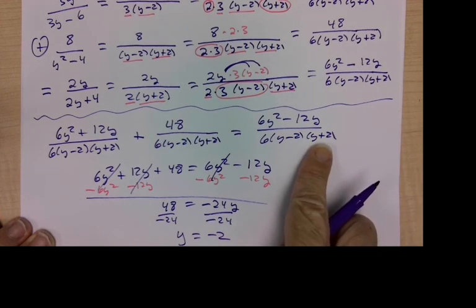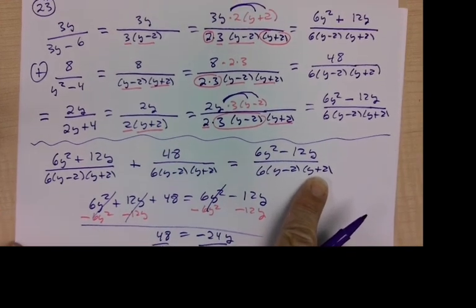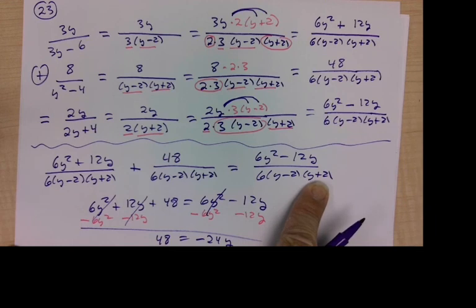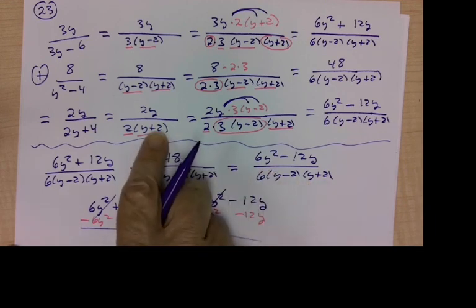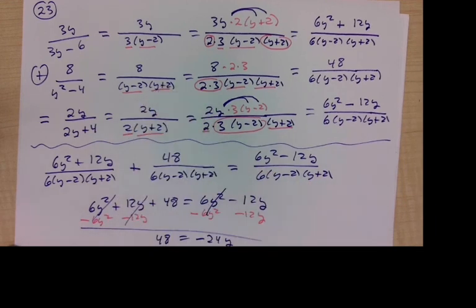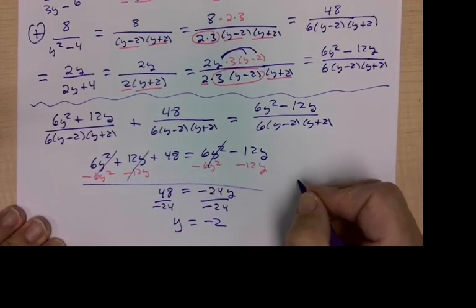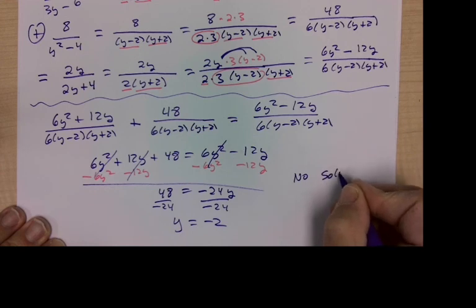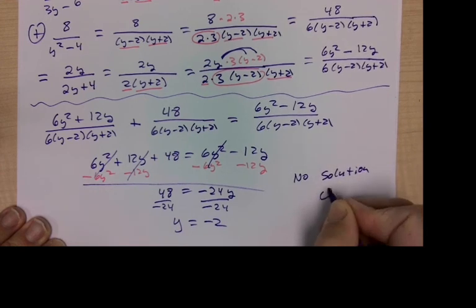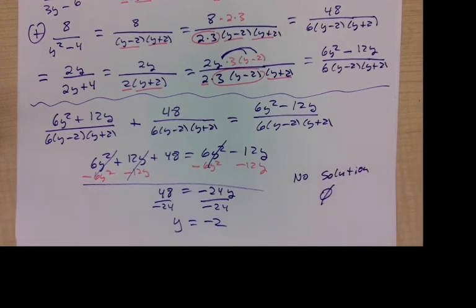Notice if y equals negative 2, that makes the bottom 0. If y equals negative 2, this bottom is 0. If y equals negative 2, that bottom is 0. Y cannot be negative 2. Negative 2 is not in the domain. Therefore, we say no solution. Empty set. Our answer of negative 2 cannot work for us in that problem. All right, that will conclude this lesson.